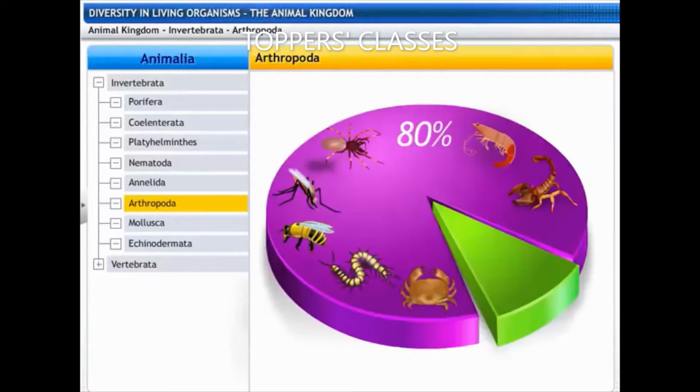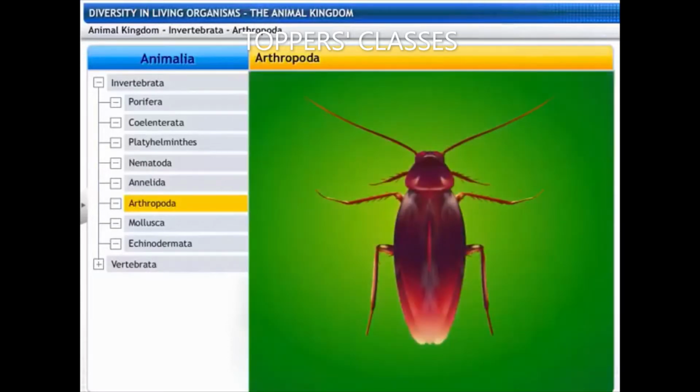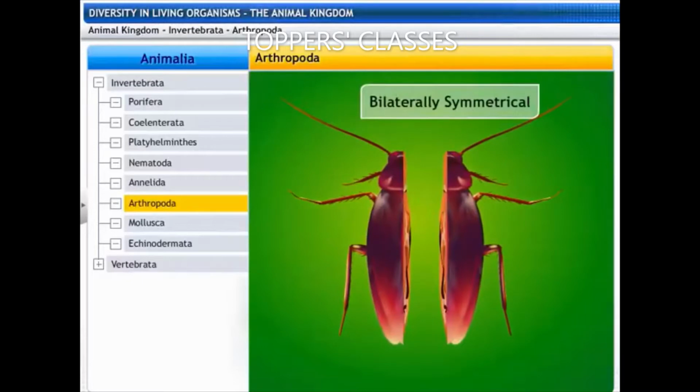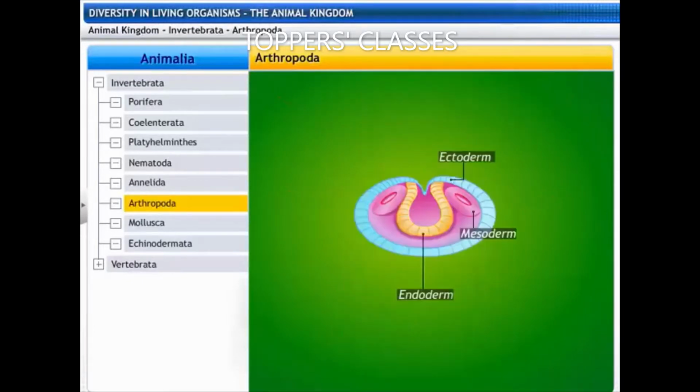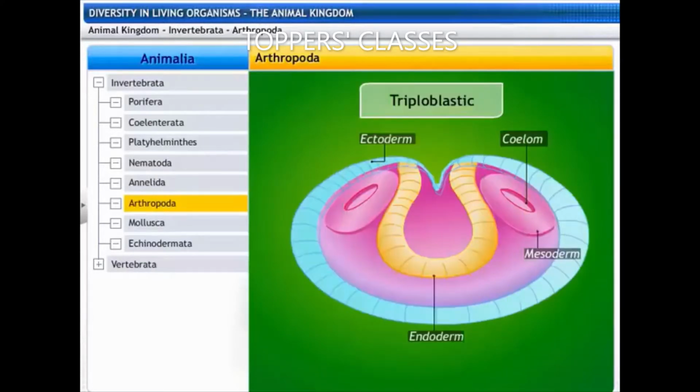Arthropoda is the largest phylum with 800,000 different kinds of insects. 80% of the animal kingdom is included within this phylum. Their bodies are bilaterally symmetrical and segmented. Arthropoda are triploblastic animals with a true coelom.